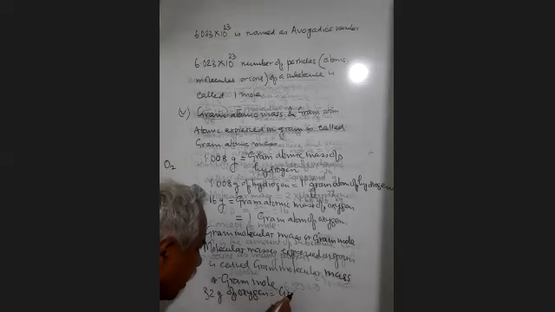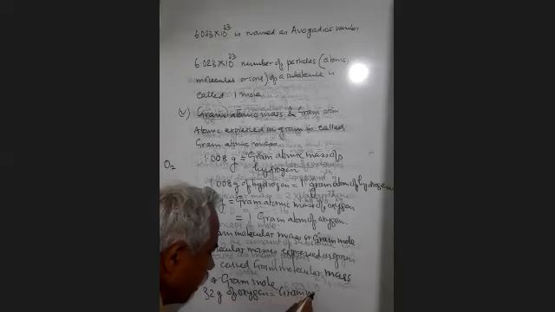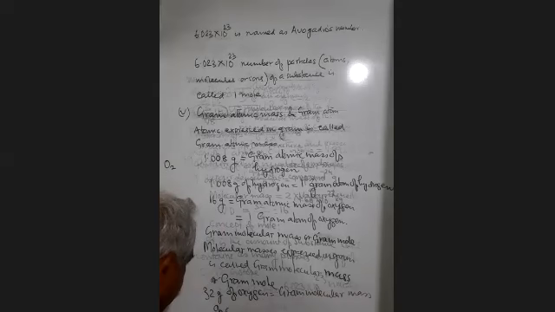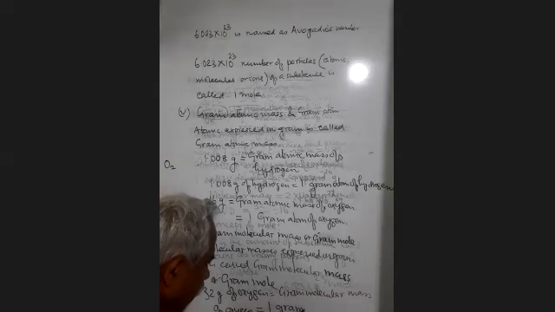So I can write 32 gram of oxygen is gram molecular mass of oxygen equal to 1 gram mole.